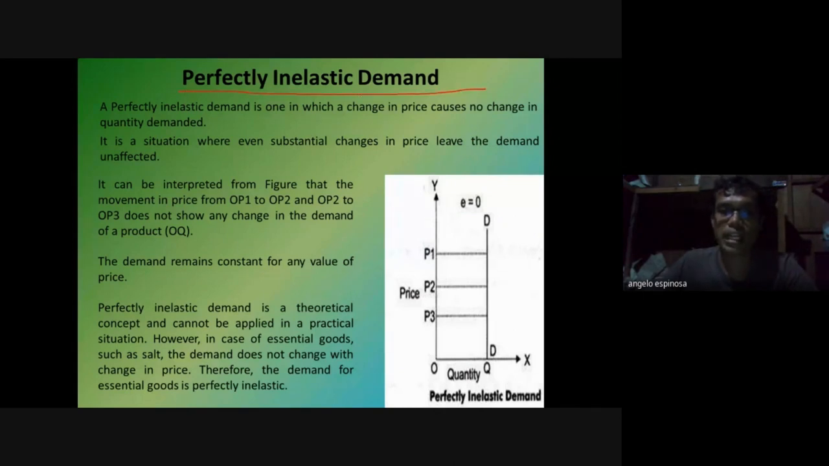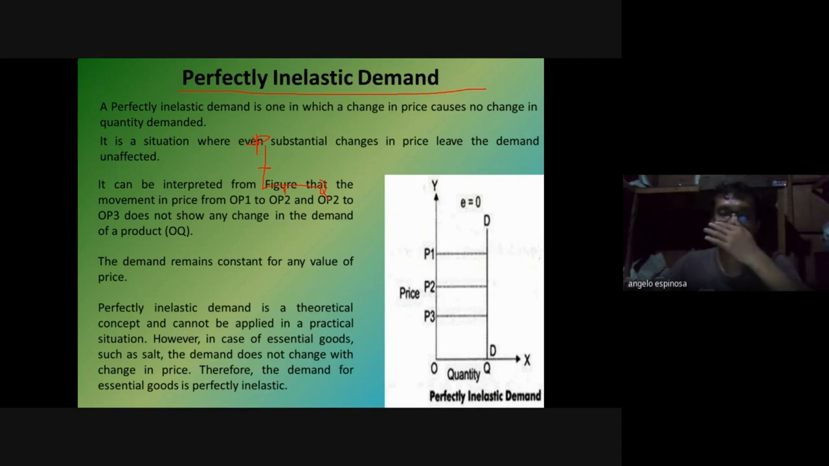Ano ibig sabihin ng perfectly inelastic demand? Kahit gaano pa kataas ang presyo, ganun lang din yung quantity na ibibilhin mo. Okay, example, we have iPhone. You are upgrading your iPhone every year because merong bagong lumalabas. So we have the price here and then the quantity demanded. So you buy one iPhone, dati you buy one last 2020. So what is perfectly inelastic?